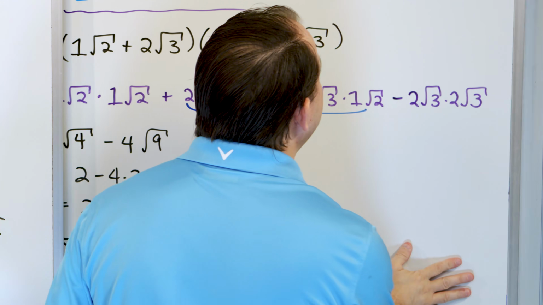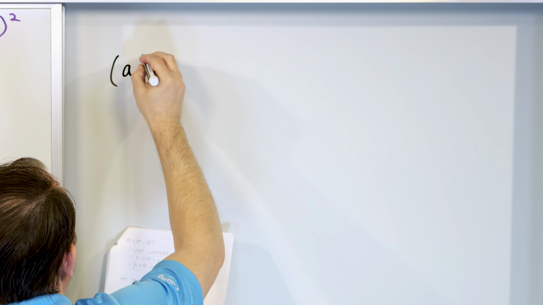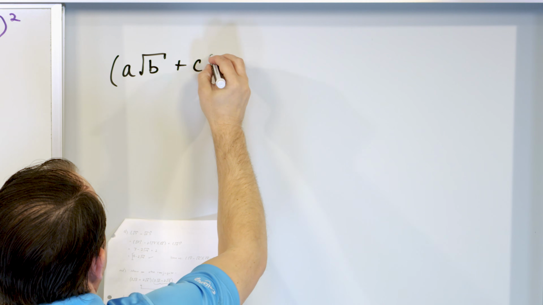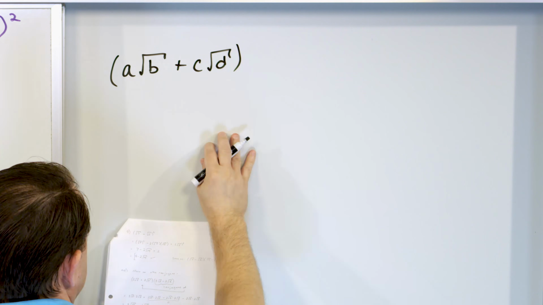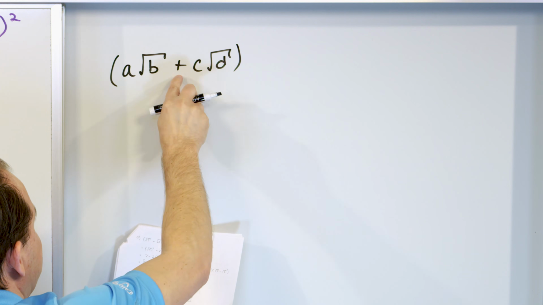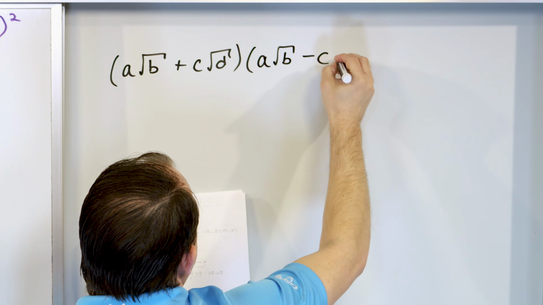And to drill that absolutely into the ground a little bit more, we're going to do the most general example here. Let's say we take all the numbers out of it completely. Let's say we have a times the square root of b. These can be any numbers. Plus c times the square root of d, right? What's the conjugate of this? It's an exact copy of itself, changing the sign that links them. A times the square root of b minus c times the square root of d.